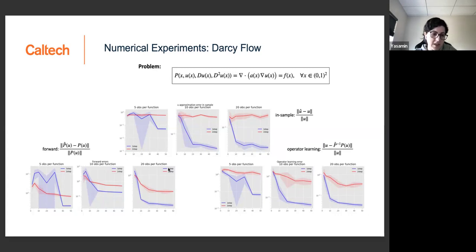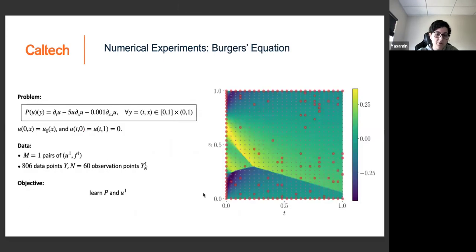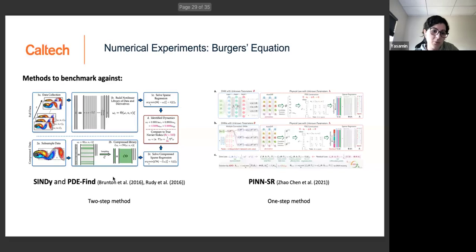Whereas with the one-step, you can see that it decays. Pretty similarly, you can also see that for both of the error measures that we have here, the one-step is over time performing much better than the two-step. Now for Burgers, I'm going to show you the plots of the comparisons against the other methods. Here, what we did was a bit different. So we only took one pair of functions, the example that I'm going to show you. We only took one pair of functions, but we took more data points and more observation points.